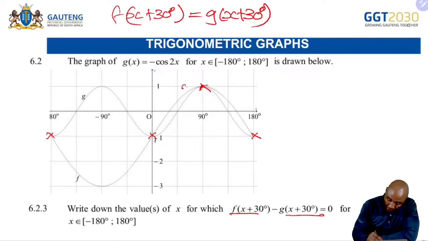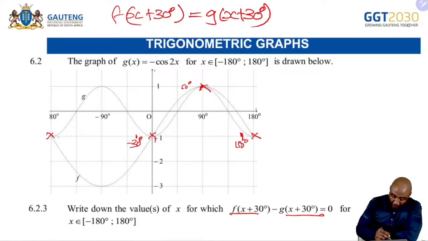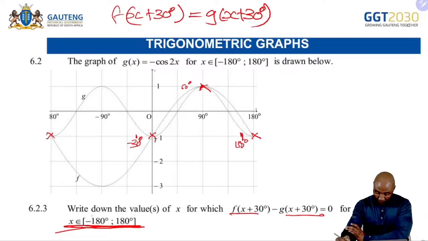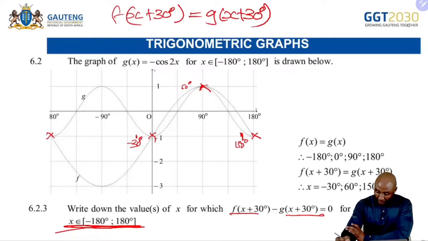It means it will be somewhere here at 60 degrees. 180 minus 30 degrees, it means it will be somewhere here, which is 150 degrees. 0 minus 30 degrees, it means it will be somewhere here at negative 30 degrees. Negative 180 minus 30 degrees will give us negative 210. But because of the interval restriction, our solution must be on the given interval, as you are able to see what we are expected to get there. So that will be our solution.